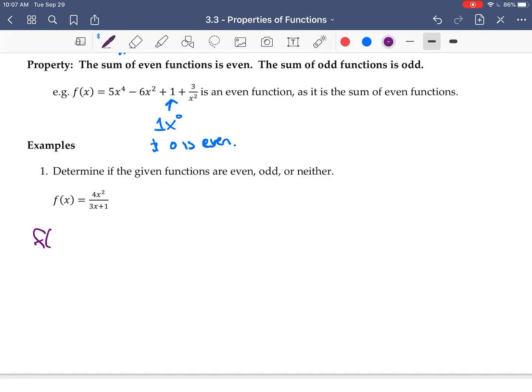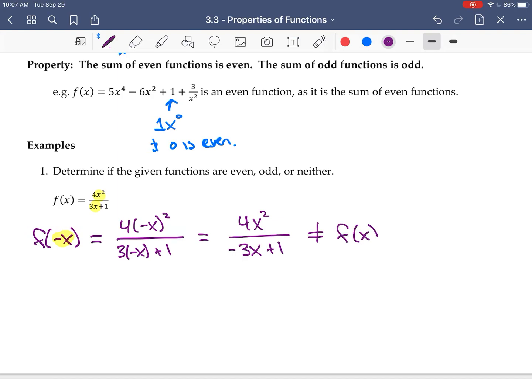So we just look at f of negative x. That means that everywhere I see an x in my equation, I'm going to plug in negative x. So this is going to be 4 times negative x all squared over 3 times negative x plus 1. Negative x squared is just x squared, so I get 4x squared on the top. But down here I have negative 3x plus 1. Now this is not equal to f of x, so that means that this function is not an even function.